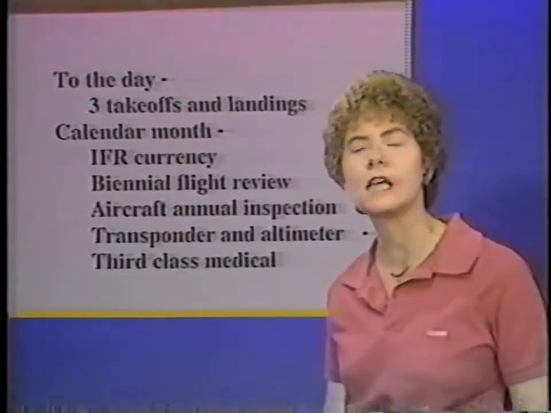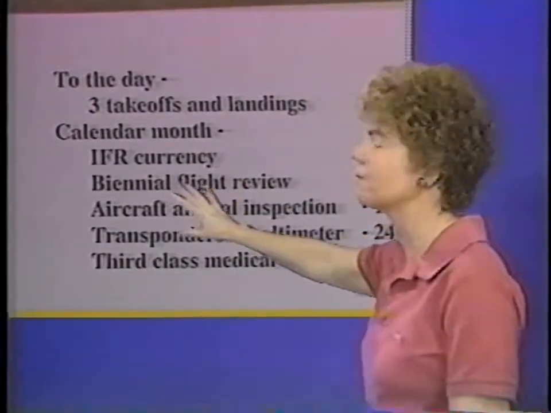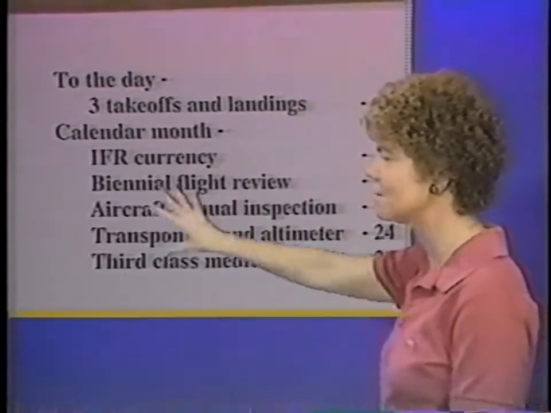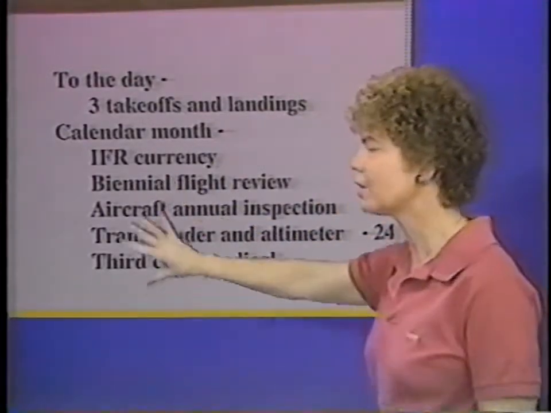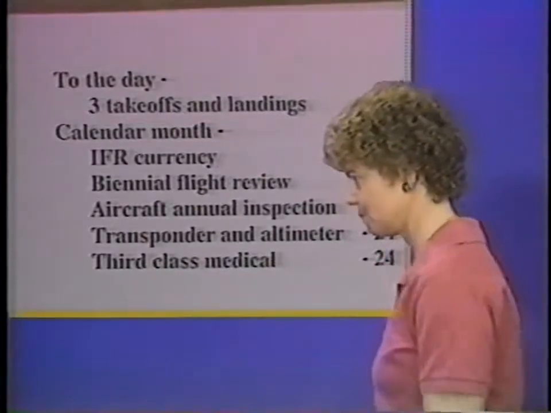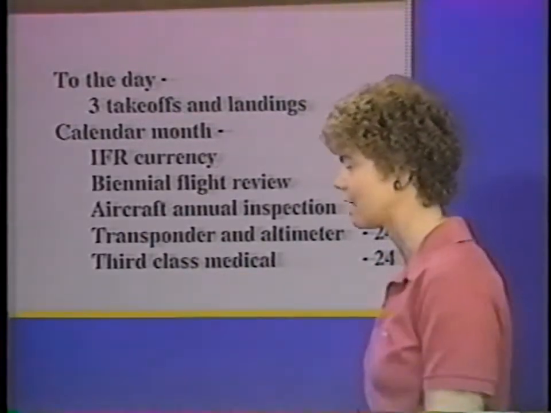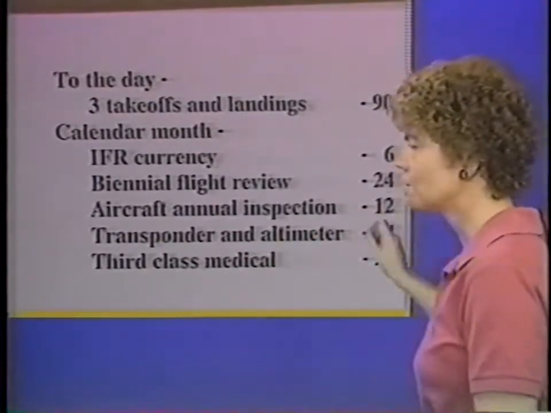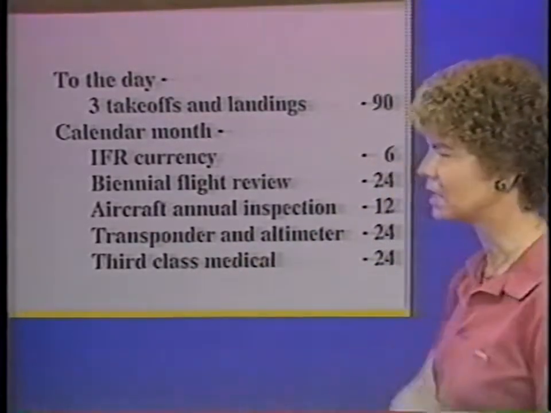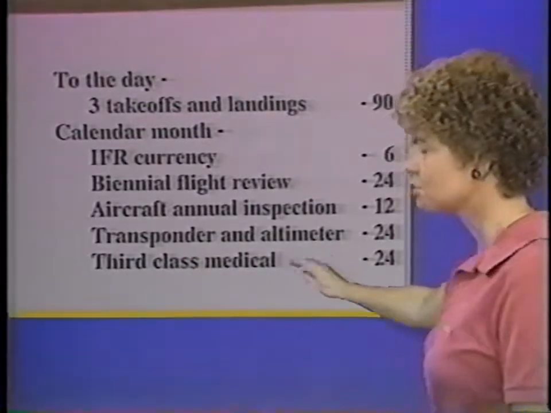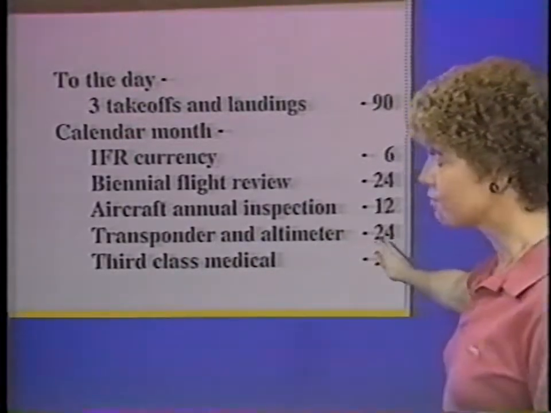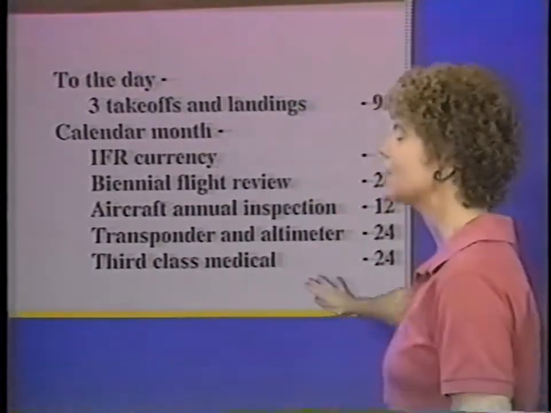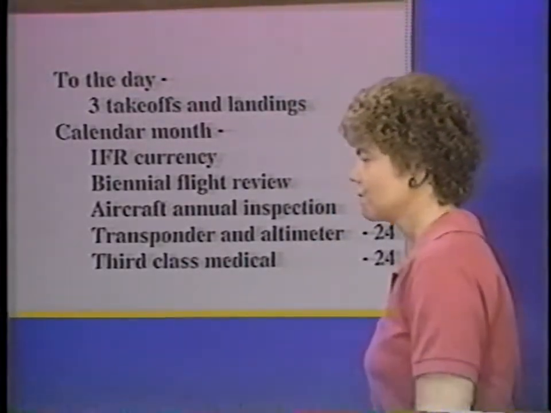Now, by the way, on the instrument currency and the biennial flight review, that is a change from the way it used to be. The FAA has changed it to make it a little bit more consistent with some of the other checks and tests that have to be done. The aircraft annual inspection is good for 12 calendar months. The transponder and altimeter check that have to be done are good for 24 calendar months. And the third class medical on the pilot is also good for 24 calendar months.